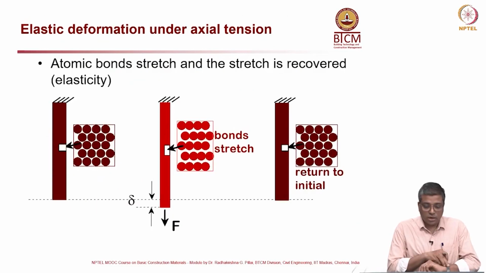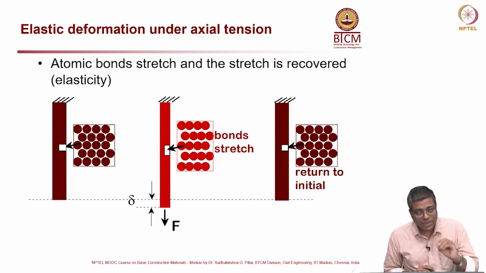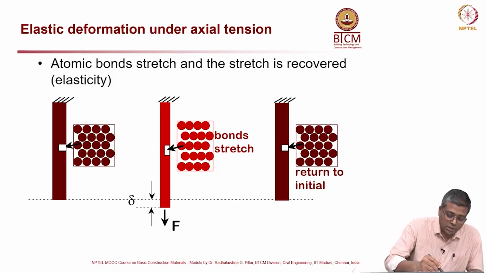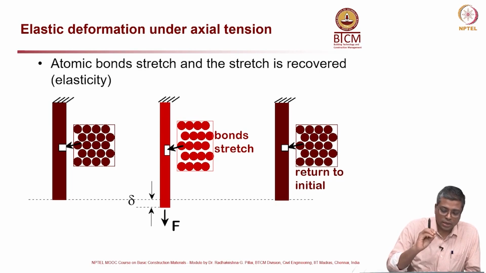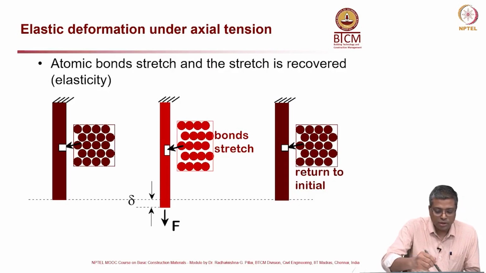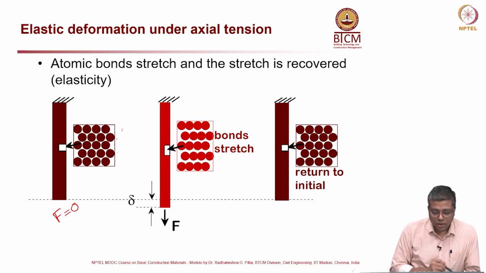Now, elastic deformation under axial tension. So, atomic bonds stretch and the stretch is recovered, when we talk about elasticity. What is actually happening? Look at the first image here, where all these circles can be thought of as an atom, and they are bonded. In every line you have 4 atoms, 1, 2, 3, 4 atoms in the first line, 4 here, 4 here, 4 here, 4 here. Okay. Now, this is the case with no load, that means F is equal to 0. Now, in the second drawing, there is some load applied.